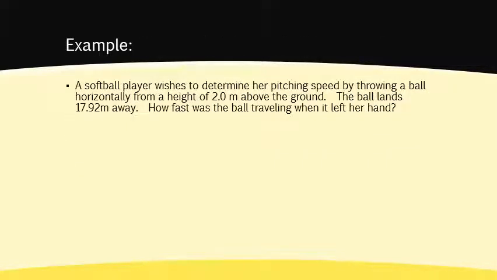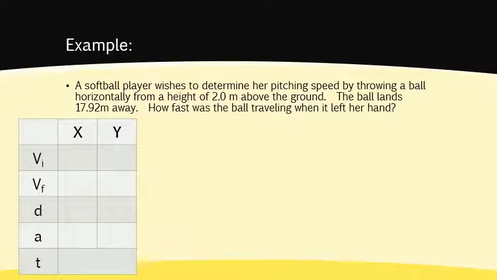So here's an example. This example is on your quiz, so be sure to take notes. A softball player wishes to determine her pitching speed by throwing a ball horizontally from a height of 2 meters above the ground. The ball lands 17.92 meters away. How fast was the ball traveling when it left her hand? So we're going to use a VV.dat table.